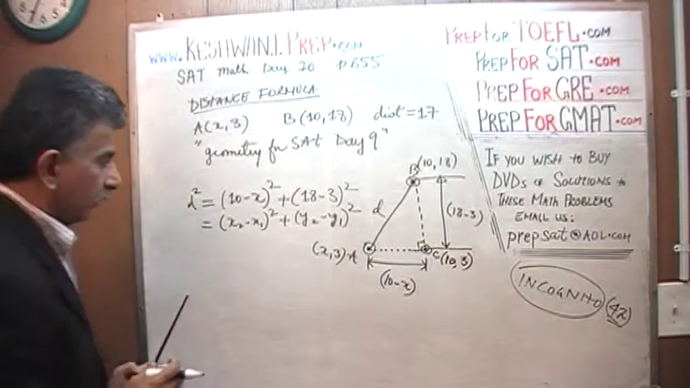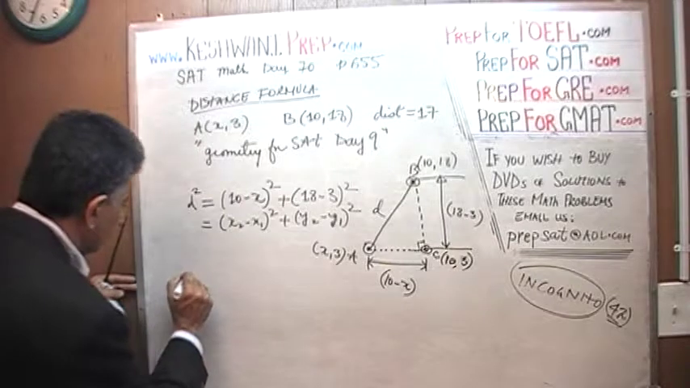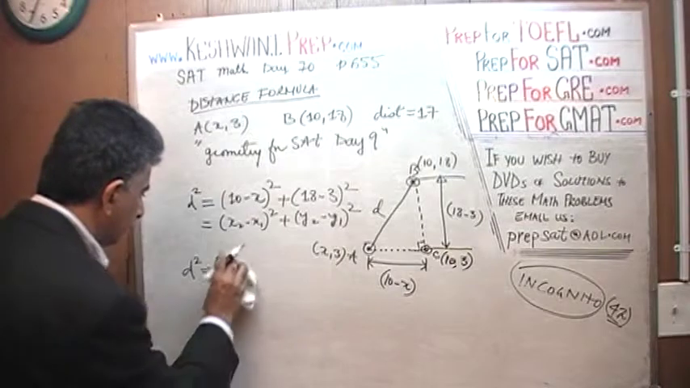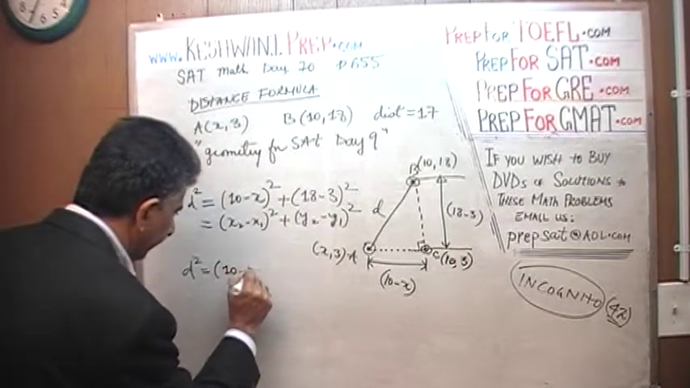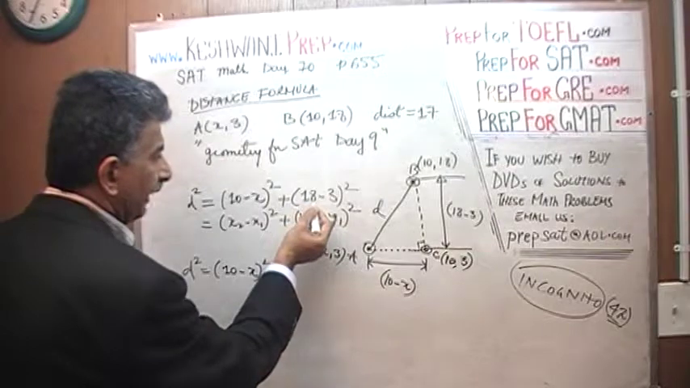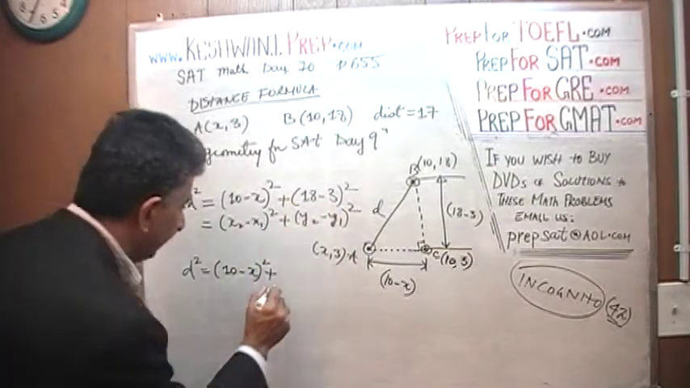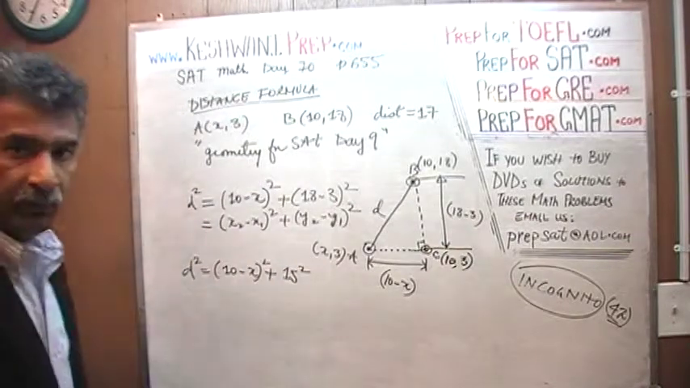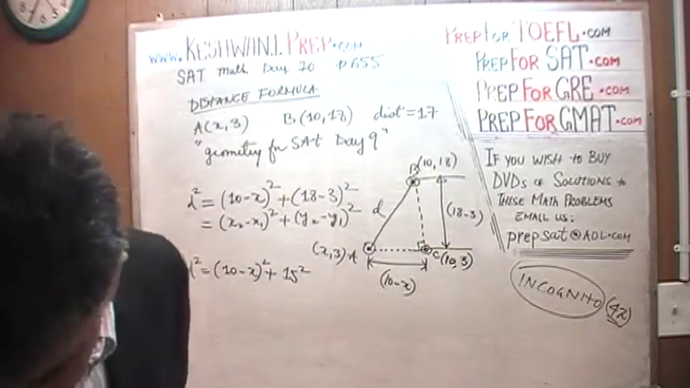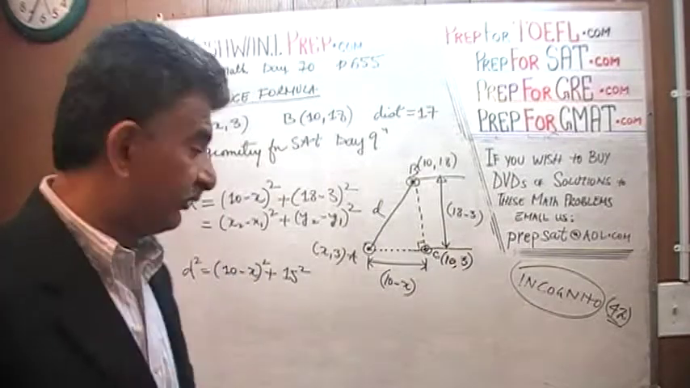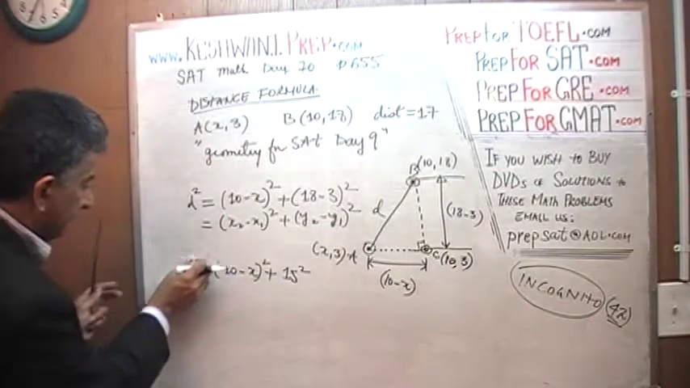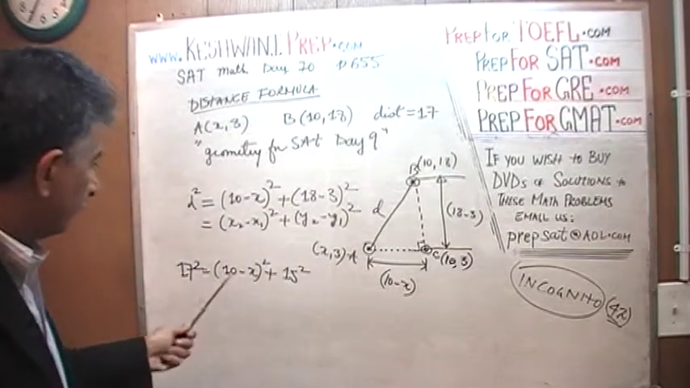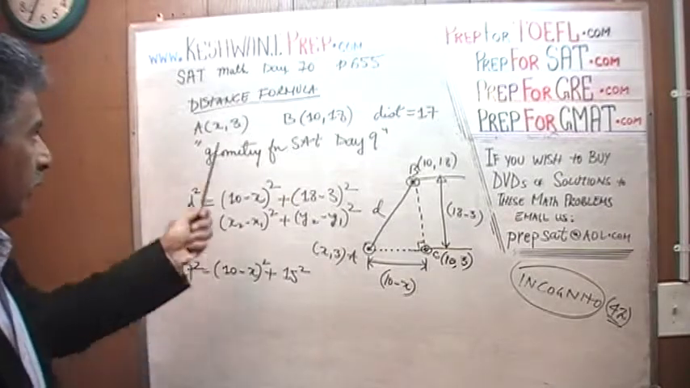So let's continue our work. d squared equals 10 minus x squared plus 18 minus 3 squared. 18 minus 3 is 15, so let's put down 15 squared for the time being. We are told that the distance is 17, so we can replace this d with 17. All we have to do now is to solve this equation for x, which is exactly what we're going to do on the very top.